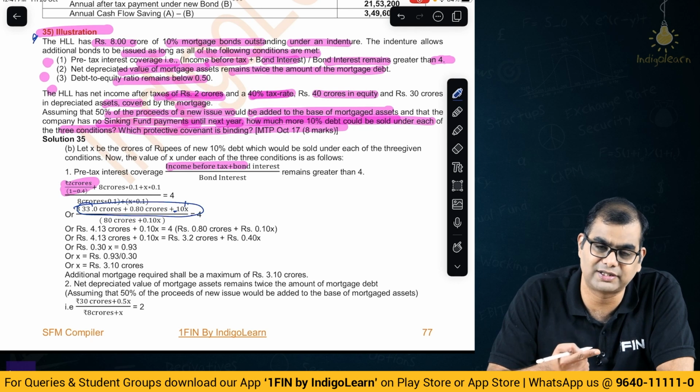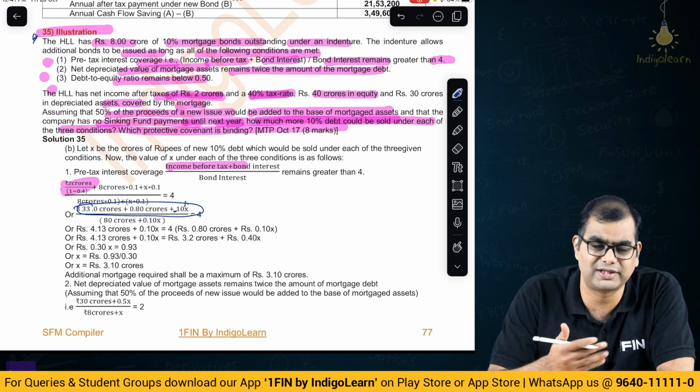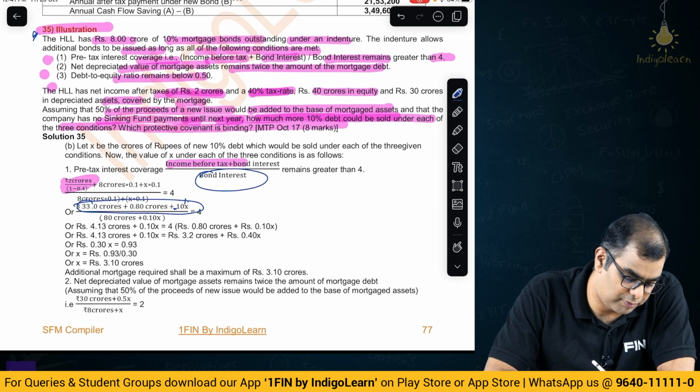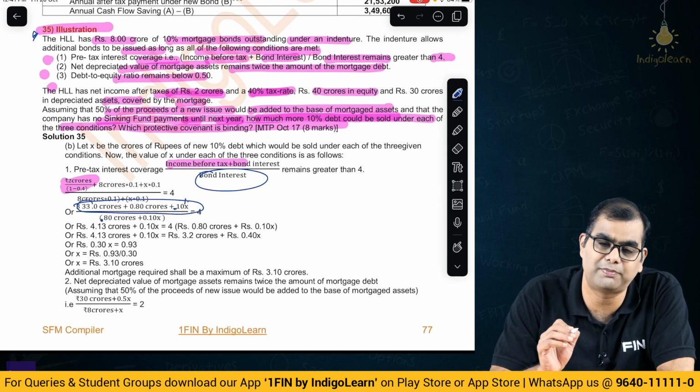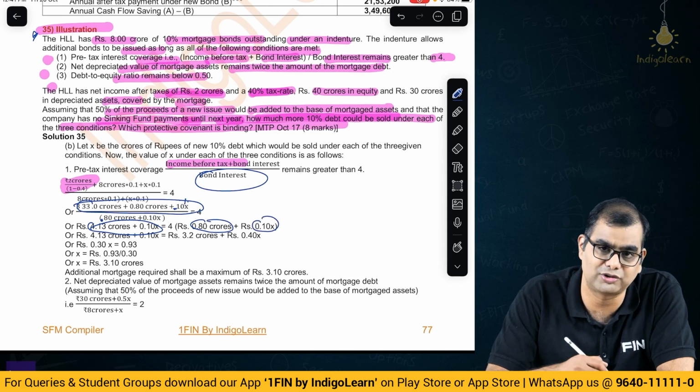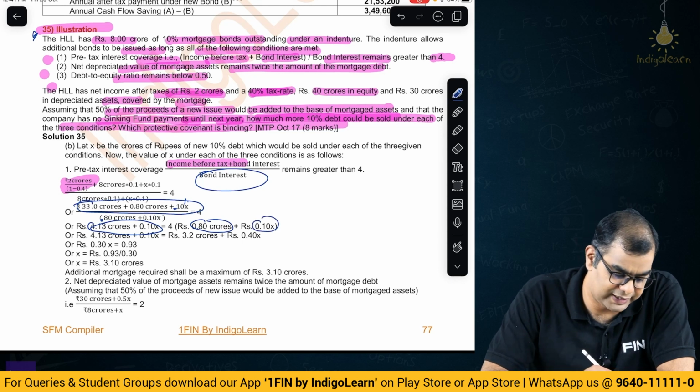0.1x will be the additional interest that will be there. Assume that there is no increase in income and all of that, and the denominator is existing bond interest. What is existing bond interest? 0.8 crores, 0.8 crores plus 0.1x. So, numerator is 4.13 plus 0.1x, denominator is 0.8 crores plus 0.1x, and equate both of them to 4, because 4 is the ratio that you have to maintain, and solve for x.